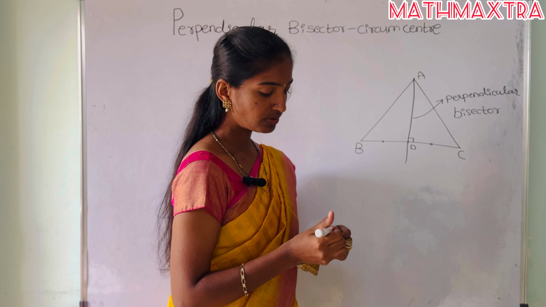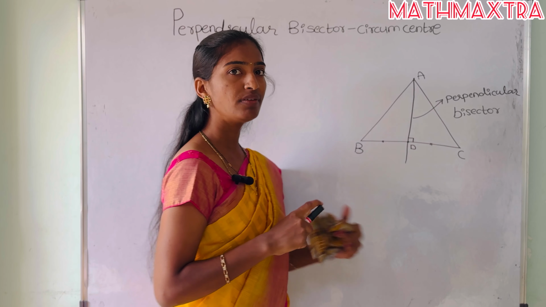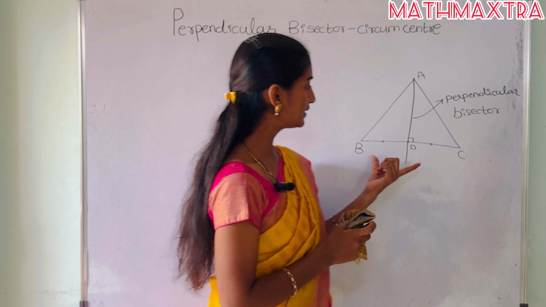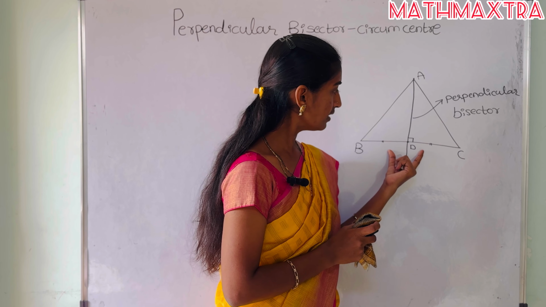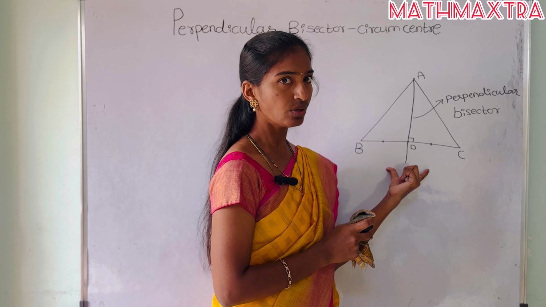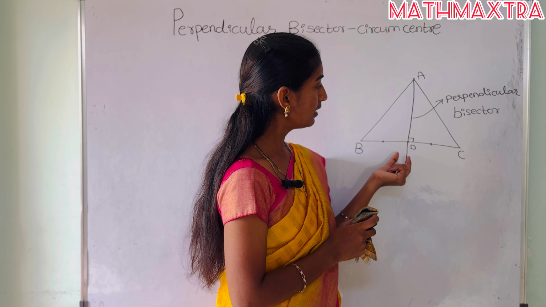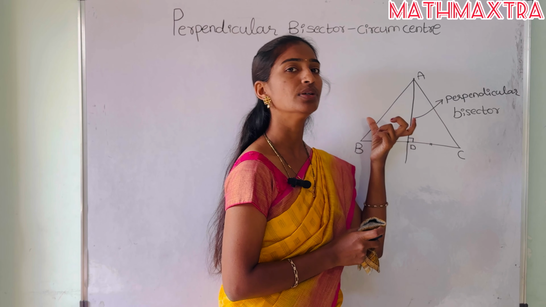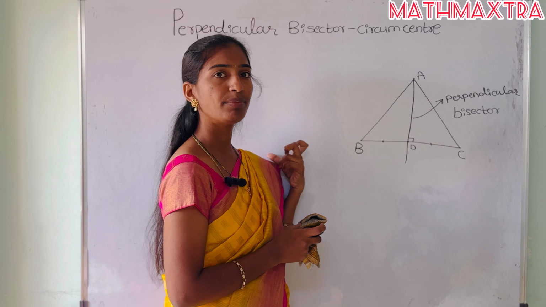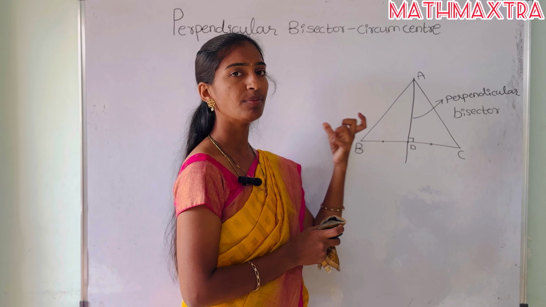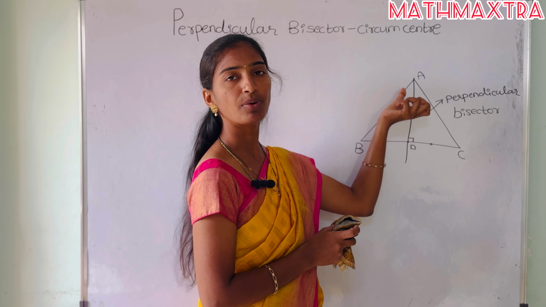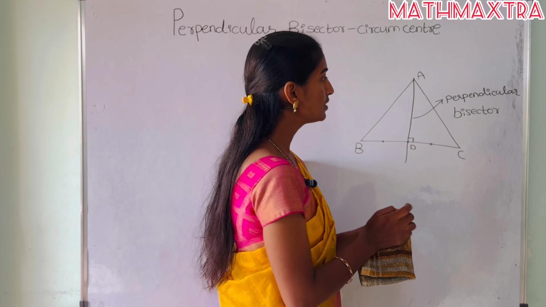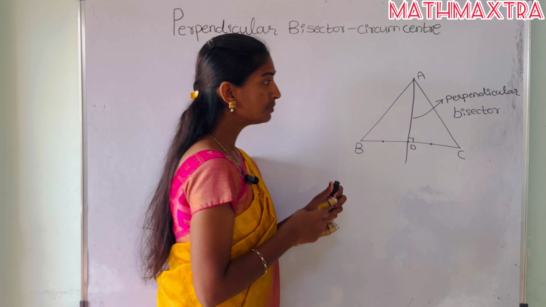Does this perpendicular bisector always pass through the opposite vertex? Need not be. Because if you consider an acute angle triangle, the perpendicular bisector passes through the opposite vertex. When you consider an obtuse angle triangle, there it need not pass through the opposite vertex. We'll see how it is possible.